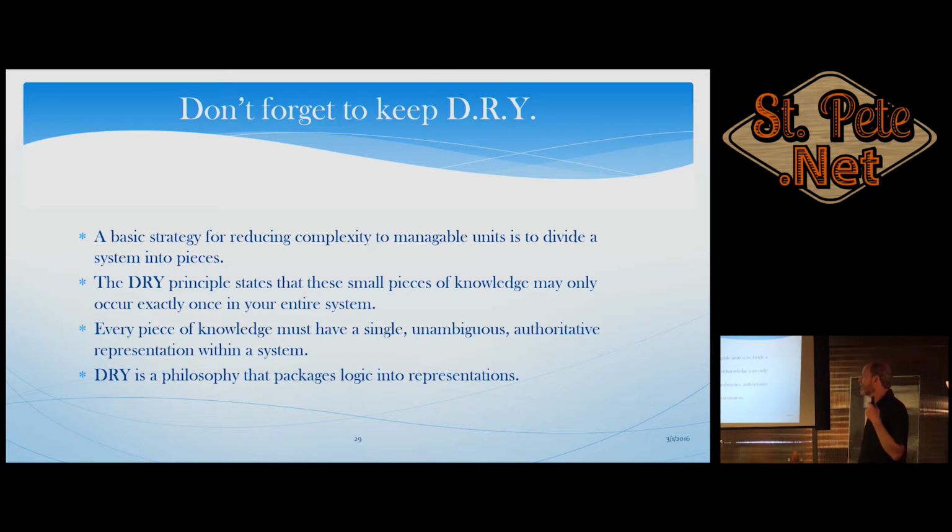The DRY principle states that small pieces of knowledge may only occur once in the entire system. Every piece of knowledge has a single, unambiguous, authoritative representation. If you're using Visual Studio 2015, and I believe it's only in Enterprise Edition, there's a feature called Code Clones. It's a wonderful tool. You point it at an assembly, or even your whole solution. You say, find code clones, and it looks for duplicates.